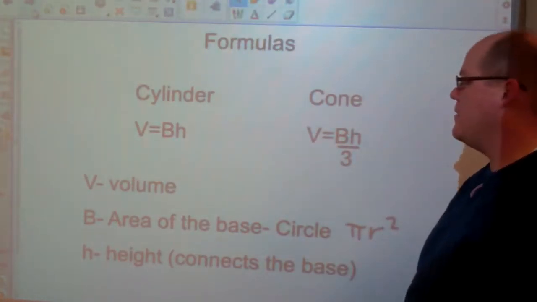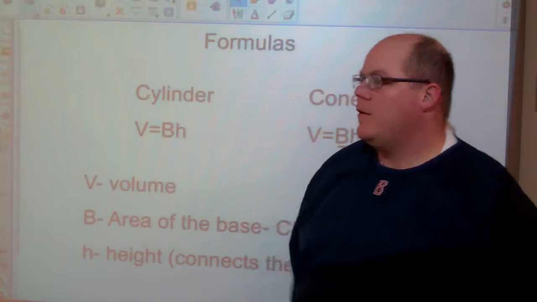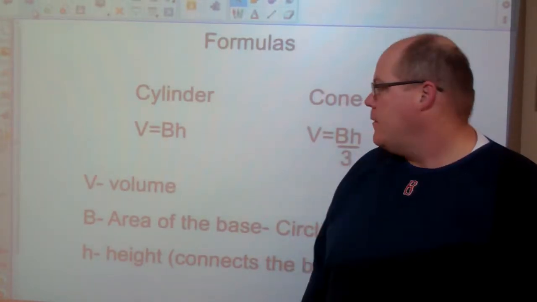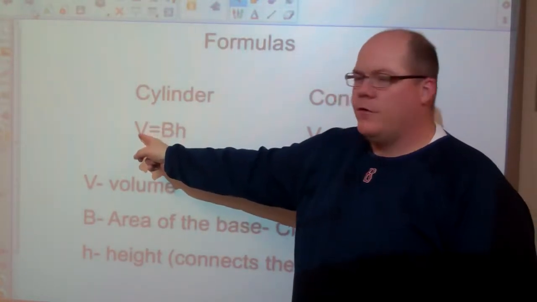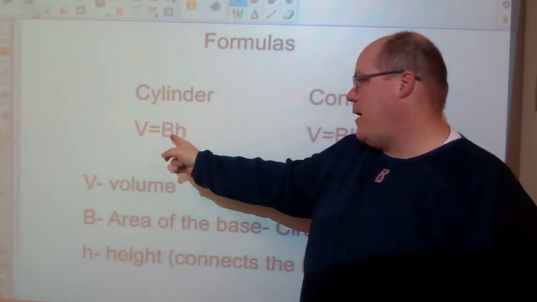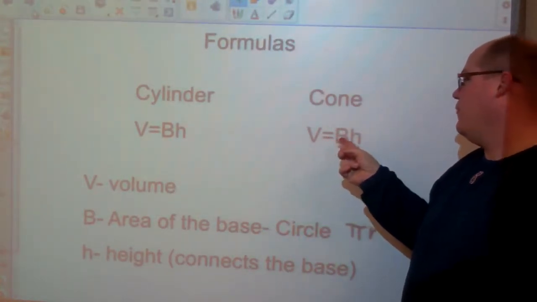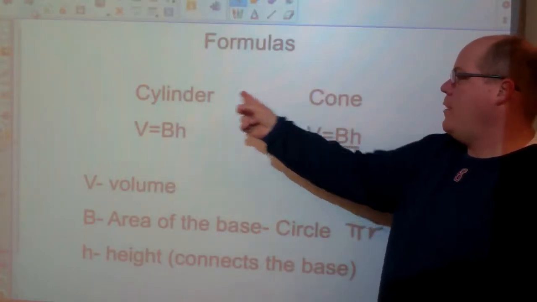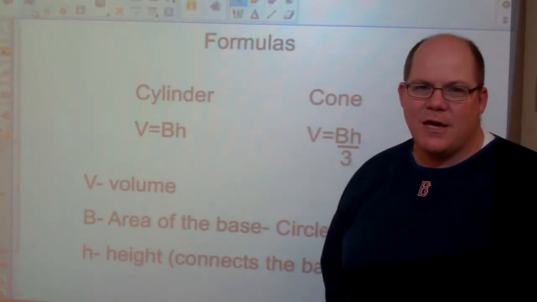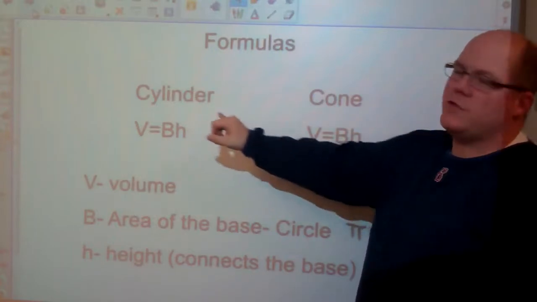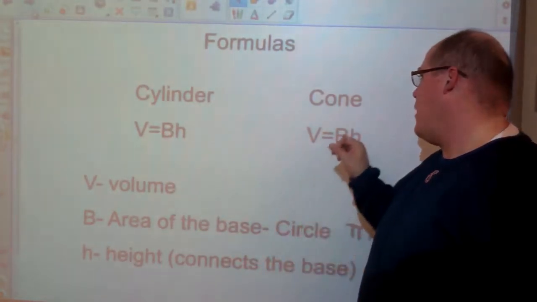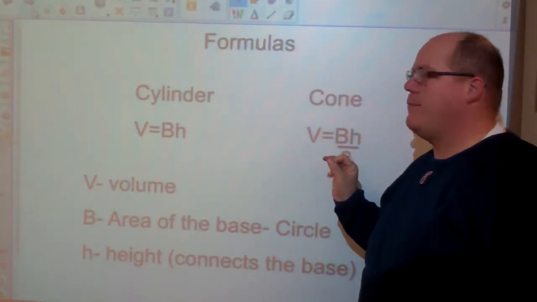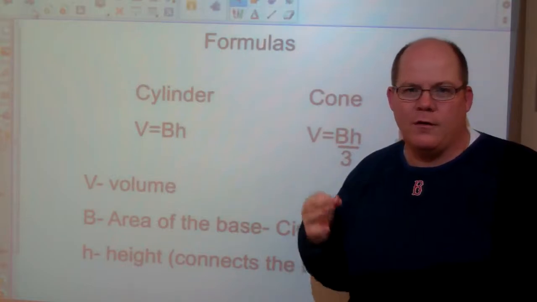We're looking today at cylinders and cones. In order to find the volume, there's a formula that we must follow. The formula for a cylinder is V equals capital B H. And for a cone, V equals capital B H divided by 3. Now, if a cone and a cylinder have the same base and the same height, we can fit 3 cones into that cylinder. And that's why the volume for a cone is the same as the cylinder, but we divide it by 3, because we only have 1 cone, not 3 cones.